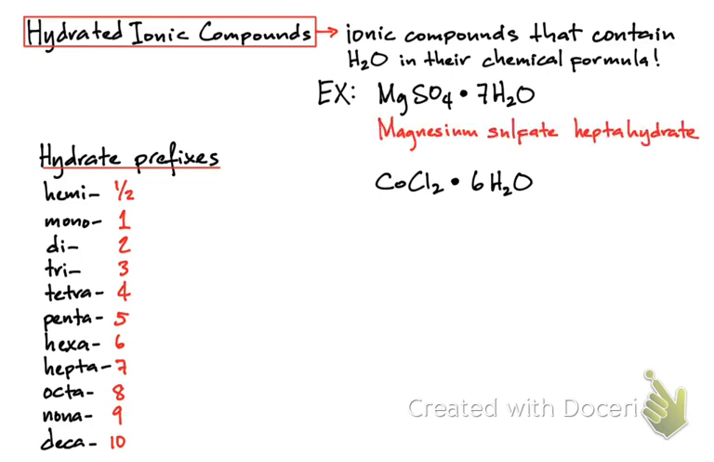And you can do the same thing for the next one here. You have CoCl2 with 6 water molecules. So that would be cobalt 2 chloride hexahydrate.